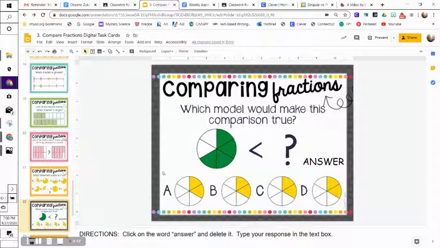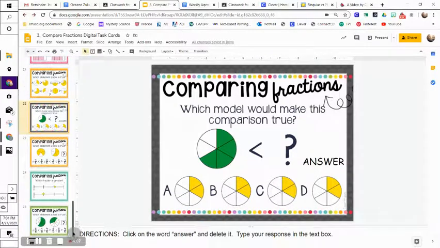All right. But those are your slides for today. You've got a couple more after that you can totally do. So remember, we're comparing fractions. We're using models. We're using the less than, the greater than, and the equal symbols to do that. If you have any questions, let me know, and I'll do my best to answer your questions.